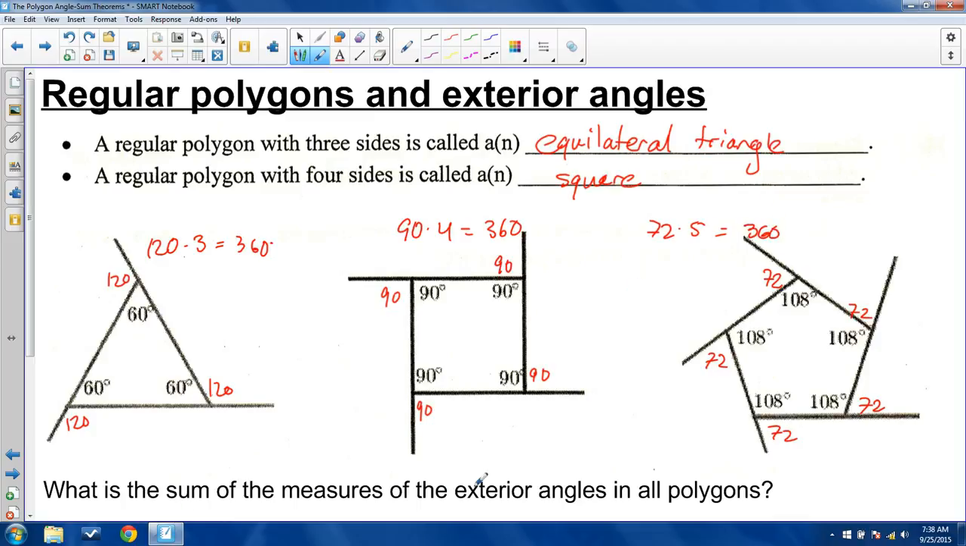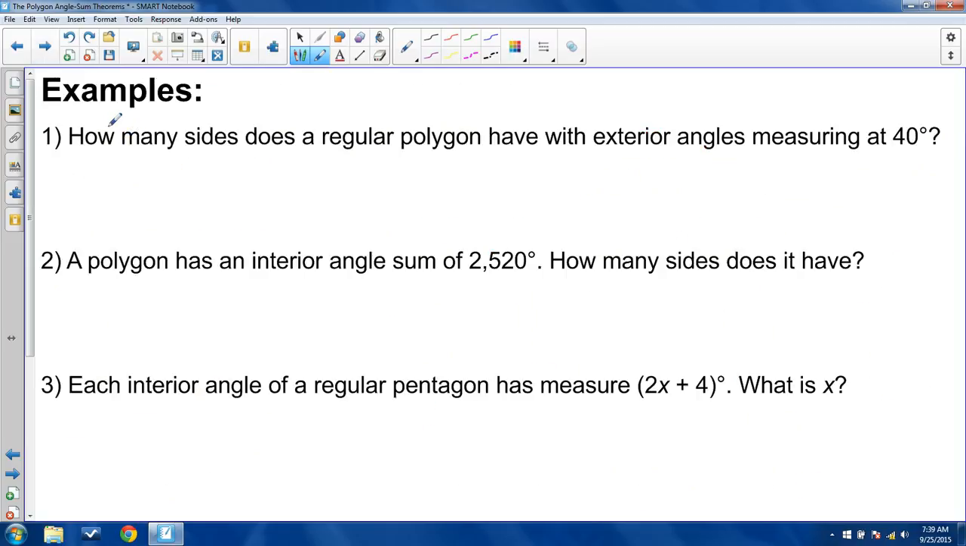What is the sum of the measures of the exterior angles in all polygons? It is 360 degrees, always. Doesn't matter if they're regular or not. But this is a good example of seeing those exterior angles as regular. Okay, last set of examples and we're all done.